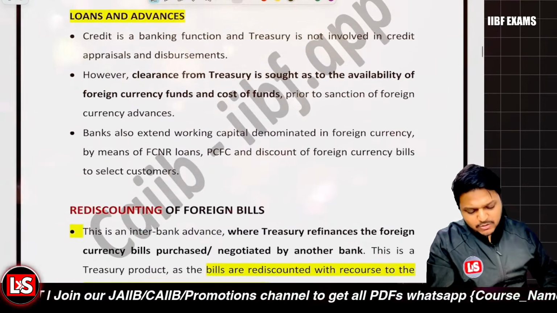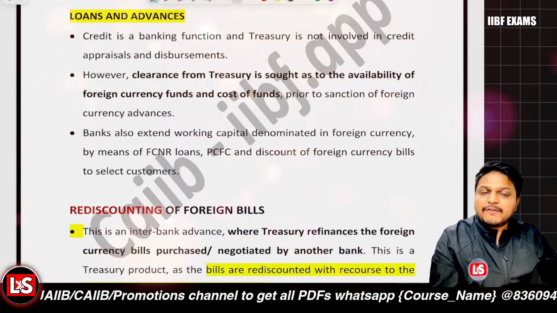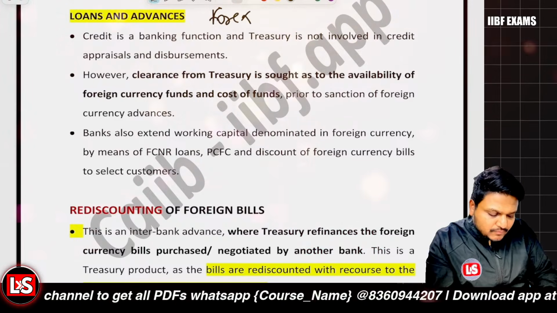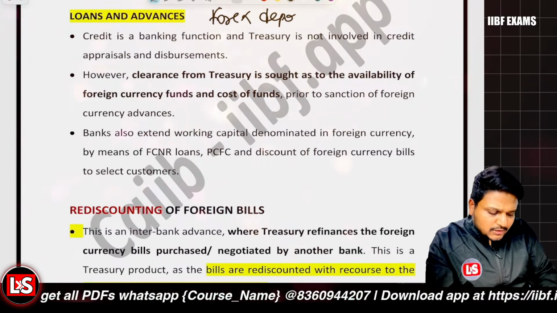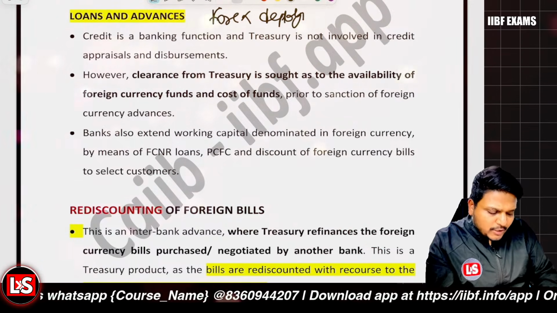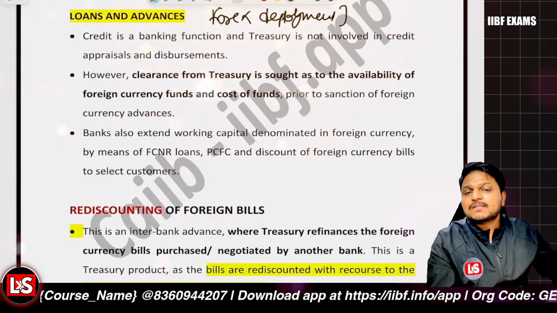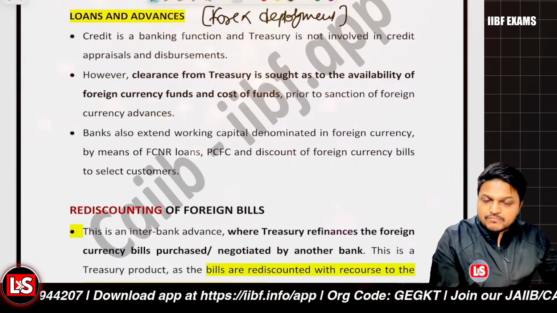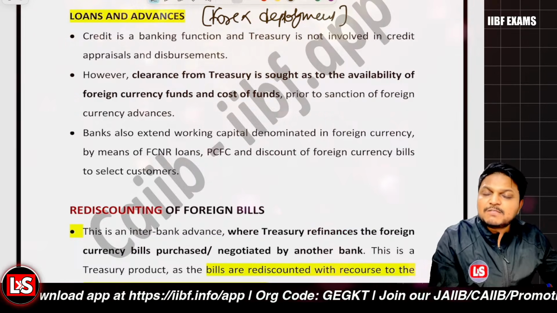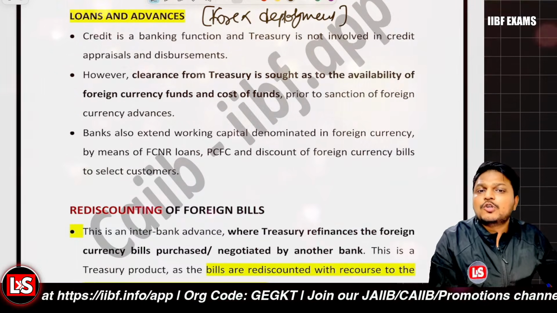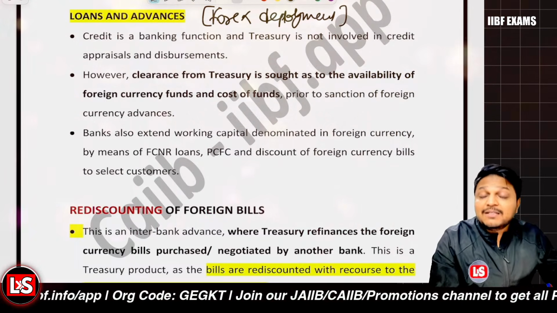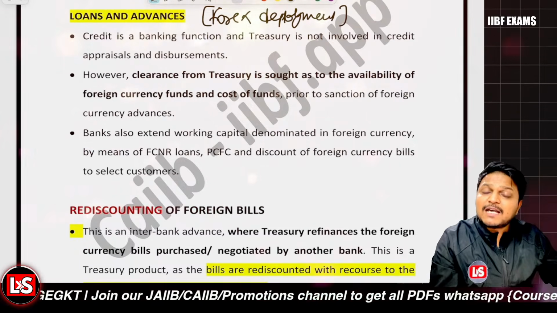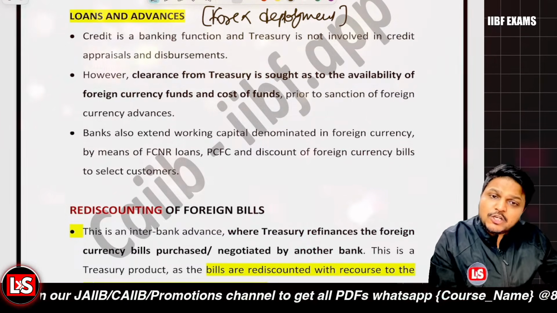The next one is about loans and advances. Definitely, for forex deployment purposes that can be done. For which purposes? For forex deployment purposes. Now what does it mean? It means there is no credit appraisal performed by the treasury. Treasury does not do that. But the treasury does provide the foreign funds. Foreign currency funds are provided by the treasury only.